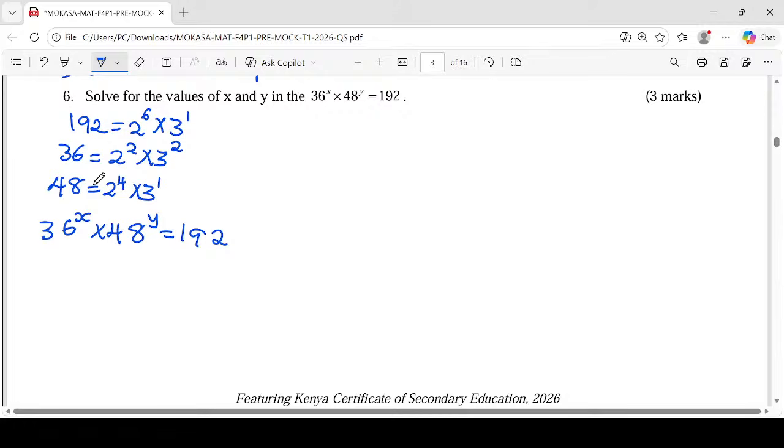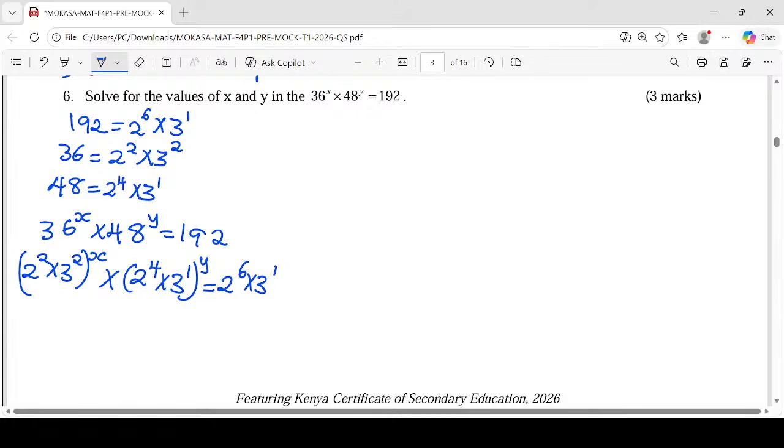This can be broken down to, we know that 36 can be written as 2 squared times 3 squared. So this can be written as 2 squared multiplied by 3 squared. But remember, this was to the power of x, because 36 was to the power of x. Then you multiply by 48, which can be written as 2 to the power of 4 multiplied by 3 to the power of 1. All of 48 was to the power of y, should be equal to 192, which is like saying 2 power 6 multiplied by 3 power 1. That's what we are having.